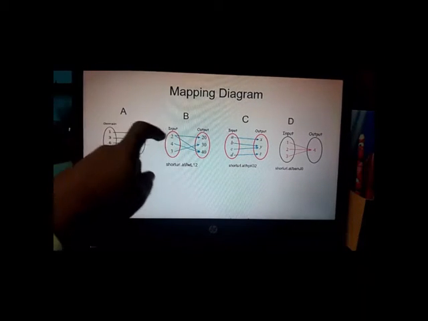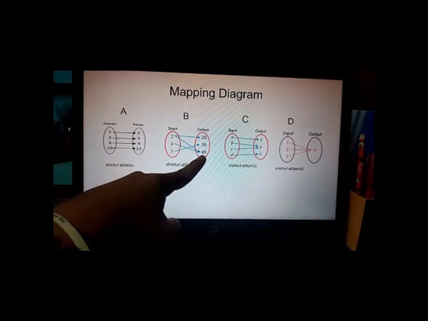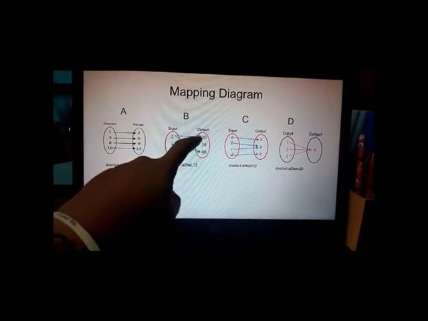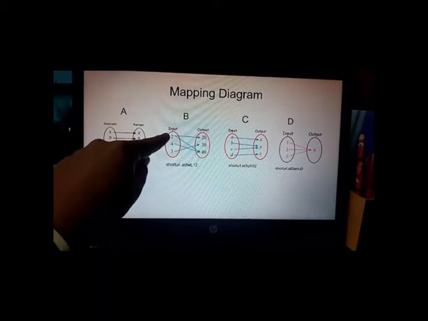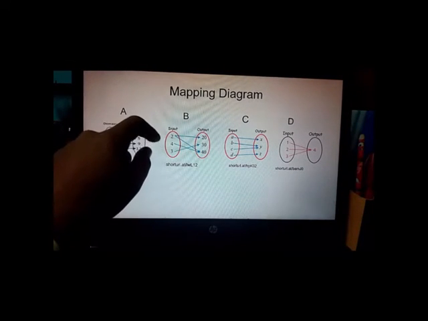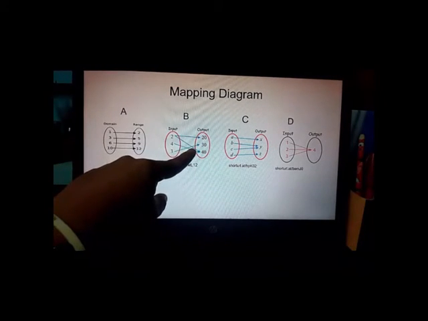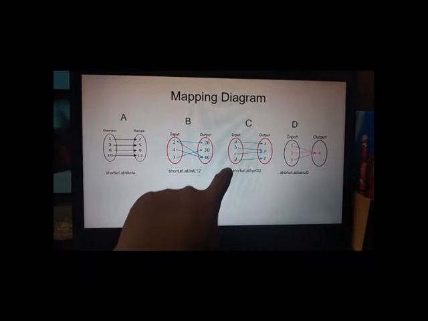How about this one? We have 2 mapped to 20 and it is also mapped to 40. So 2 has two values in the range, 20 and 40. This is a one-to-many correspondence. Is this a function or not a function? This is not a function because the domain has two values in the range.